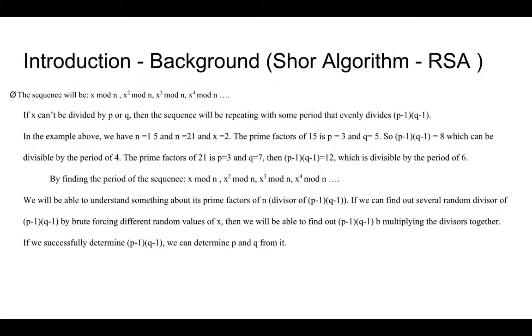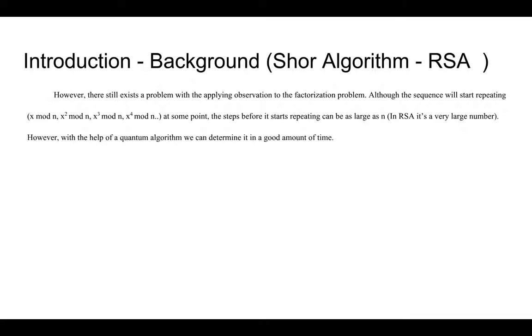However, there still exists a problem with applying this observation to the factorization problem. Although the sequence will start repeating x mod n, x squared mod n, etc., at some point, the steps before it starts repeating can be as large as n. In RSA, it's a very large number. However, with the help of a quantum algorithm, we can determine it in a good amount of time.